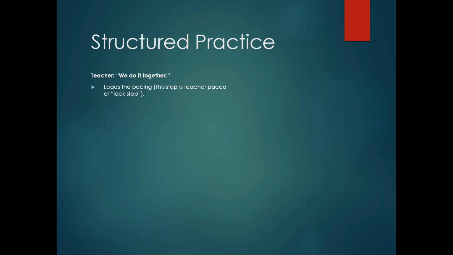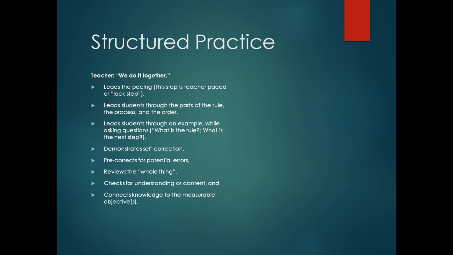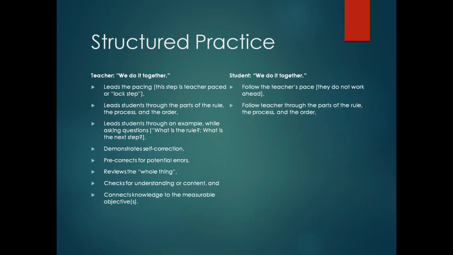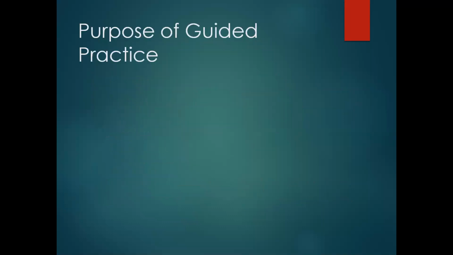So, lockstep: lead students through the parts of the rule, the process, the order, examples, what's the rule, what's the next step, demonstrate self-correction, review the whole thing, check for understanding of content, connecting to the objective. Students are following the pace, not working ahead, following the teacher, participating in examples, demonstrating understanding, and connecting to that objective. Remember why we're here today, boys and girls, we're learning to do X. That's the objective. Checking for understanding.